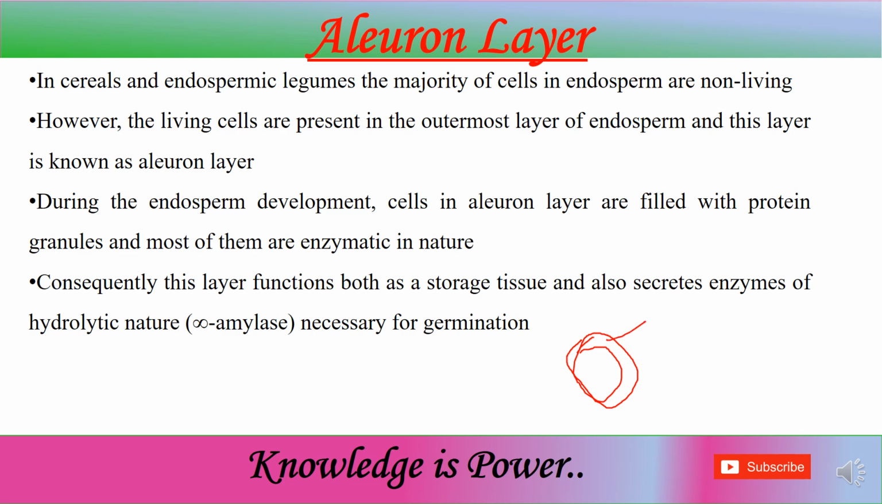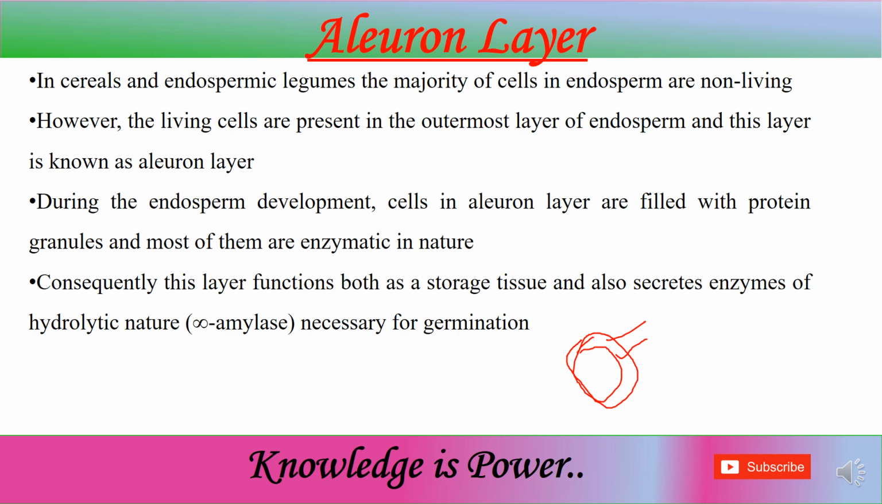So what is the purpose of this aleurone layer in monocots? These aleurone layers are generally filled with protein granules, and these proteins are mostly enzymatic in nature. Why they are enzymatic: during seed germination, these enzymes help in the breakdown of the storage food materials and help in releasing that food to the germinating seed, because during seed germination it requires a lot of food material. That food material has to be broken down with the help of enzymes. Those enzymes are provided by this aleurone layer. That is the importance of the aleurone layer.